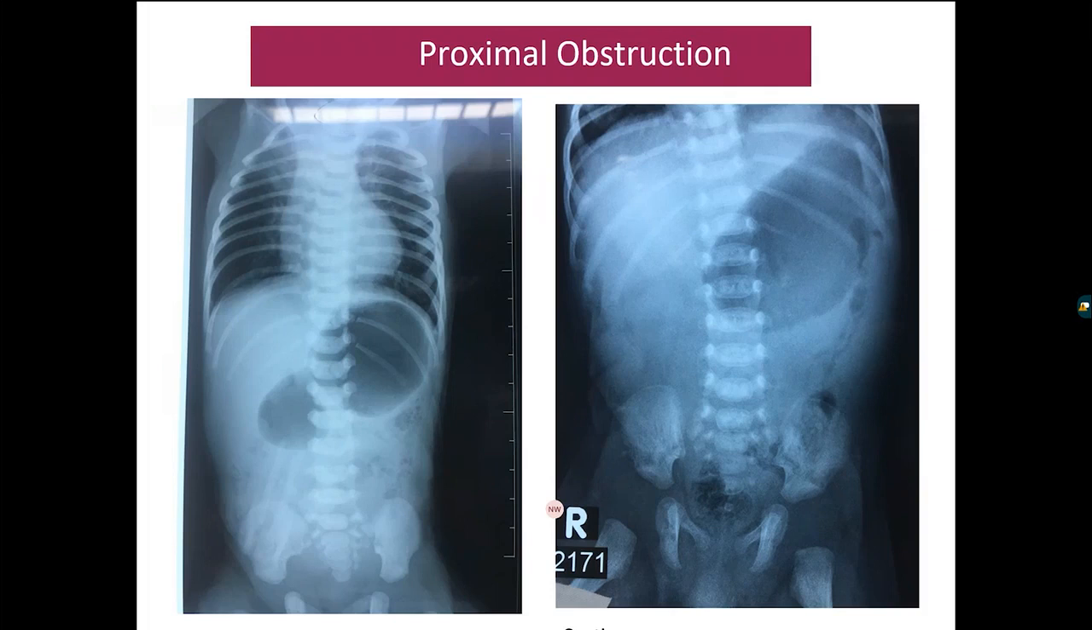Now, this slide shows you two X-rays of newborns who presented with proximal bowel obstruction. As you can see very clearly, the picture on your left-hand side shows two gas bubbles. So this is a newborn who presented with duodenal atresia with double bubble appearance. The image on your right-hand side shows a single gastric bubble. So both of these X-rays tell you that the obstruction is quite proximal.